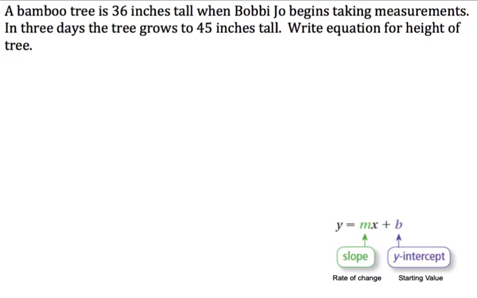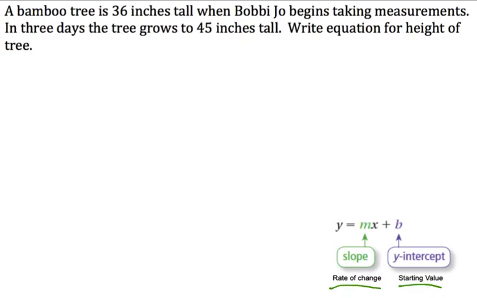So first, a bamboo tree is 36 inches tall when Bobby Joe begins taking measurements. In 3 days, the tree grows to 45 inches tall. Write an equation for the height of the tree. Now, in context, slope tells you how things are changing, and y-intercept tells you how things are starting.